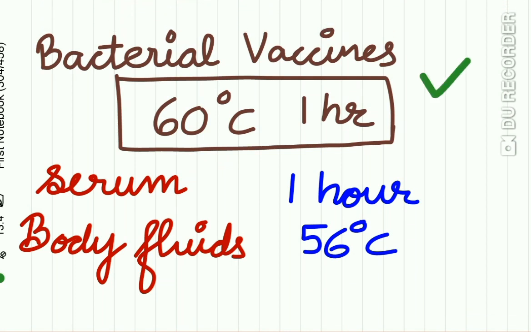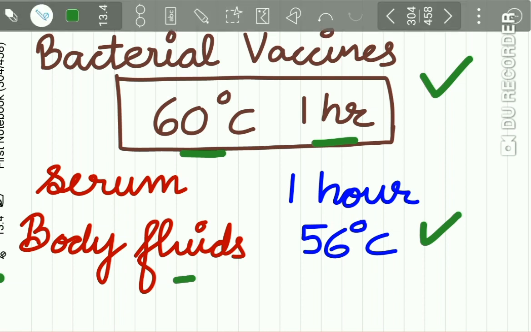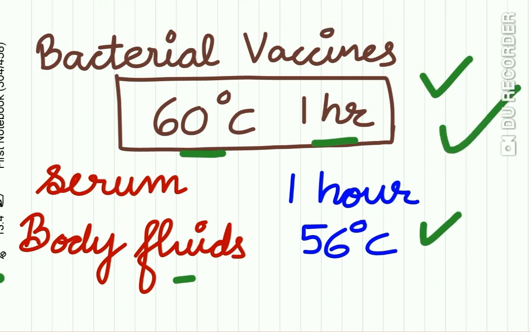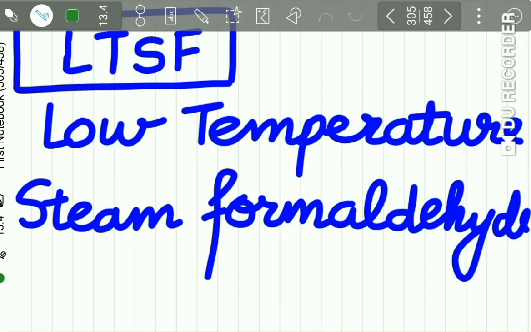Bacterial vaccines are sterilized in special vaccine baths at 60 degrees Celsius for 1 hour. Serum or body fluids can be sterilized by heating for 1 hour at 56 degrees Celsius in a water bath on several successive days. So, bacterial vaccine baths are used for the sterilization of the vaccines.